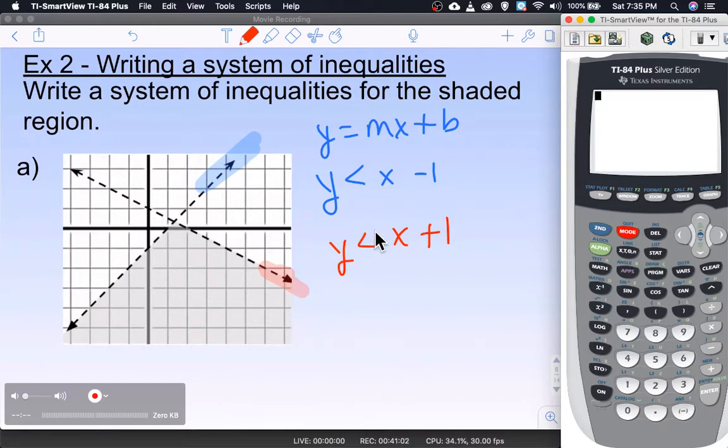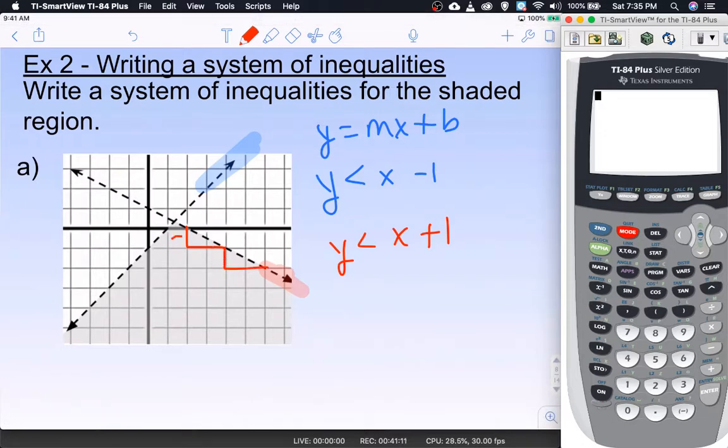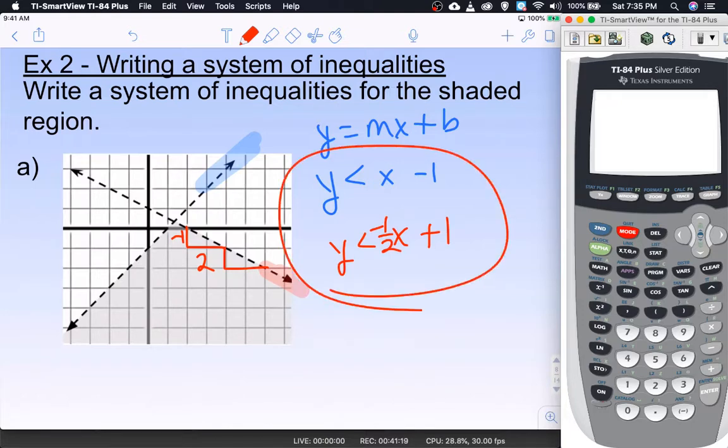Now, what's my slope, my missing piece? Down 1 over 2. So my slope is down 1 over 2. Negative 1/2. Rise over run. This is my system of inequalities that matches the graph.